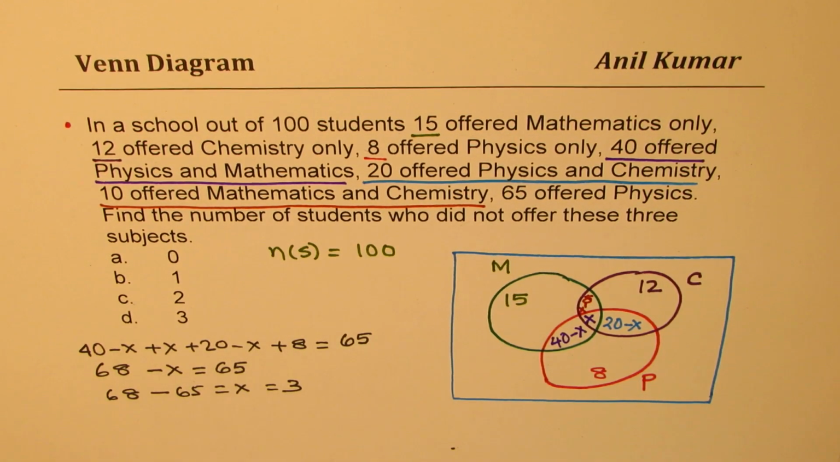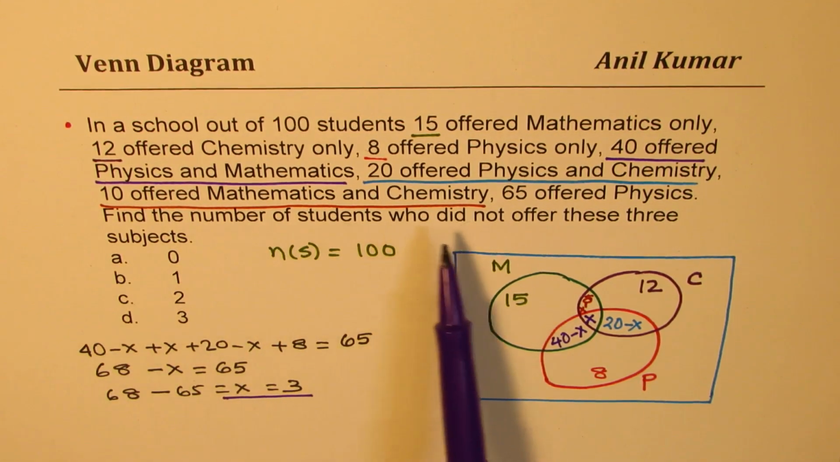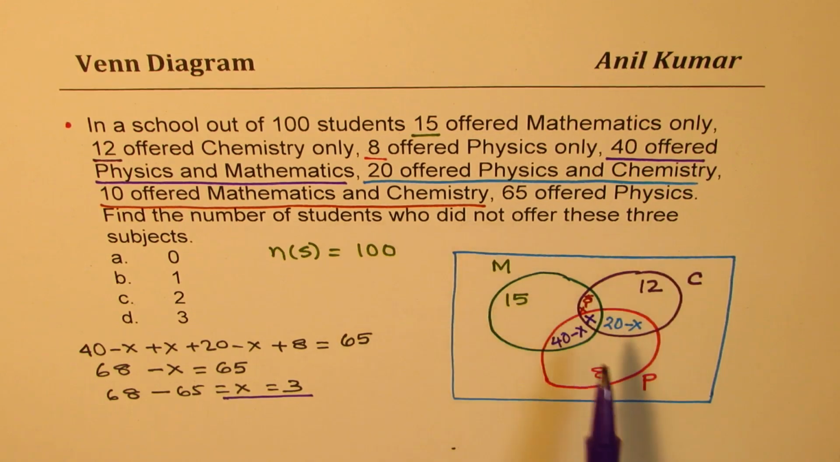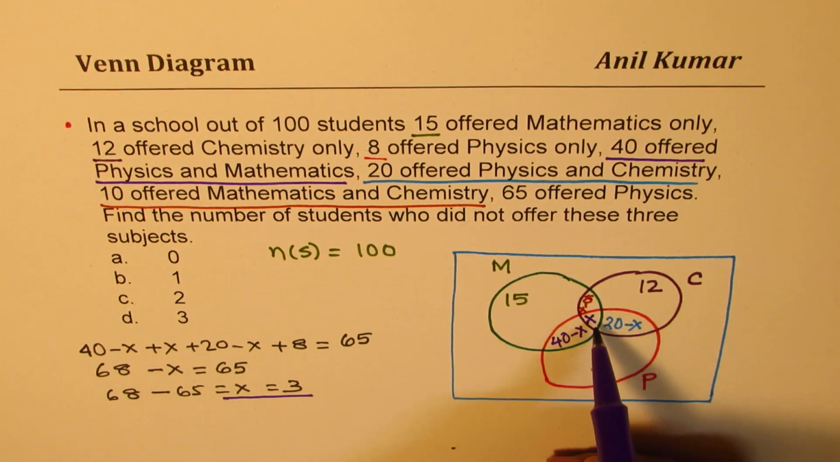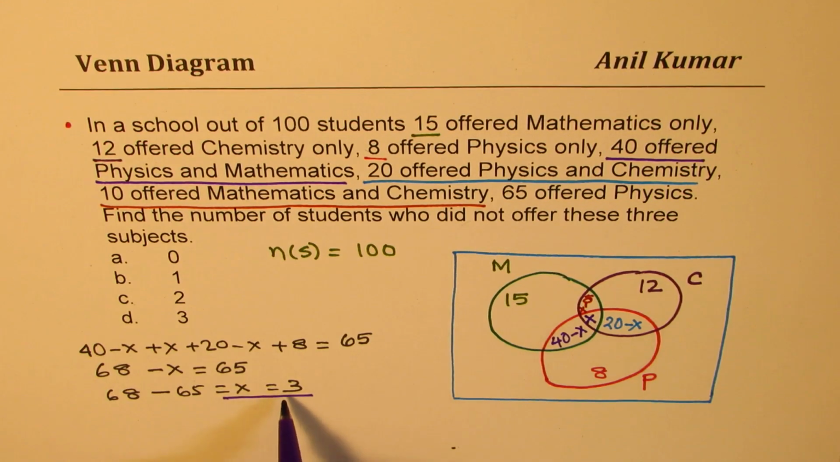So we got the value of X as 3. Correct? So since we know now that X is equal to 3, we can actually figure out everything, right? We need to find the number of students who did not offer these 3 courses. So all this total we have to figure out. We have already found that physics alone is 65, right? And X is equal to 3. So we can now figure out what is the rest. Perfect. So let's figure out.